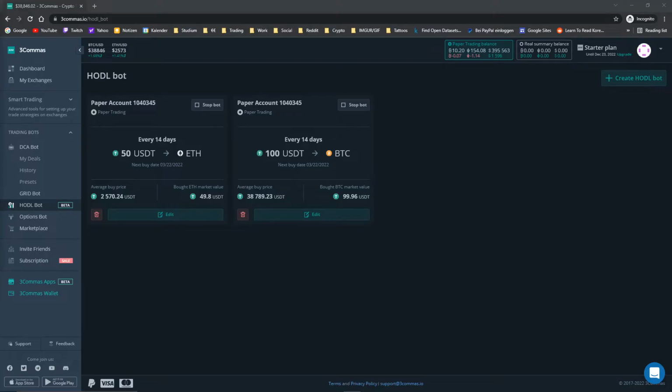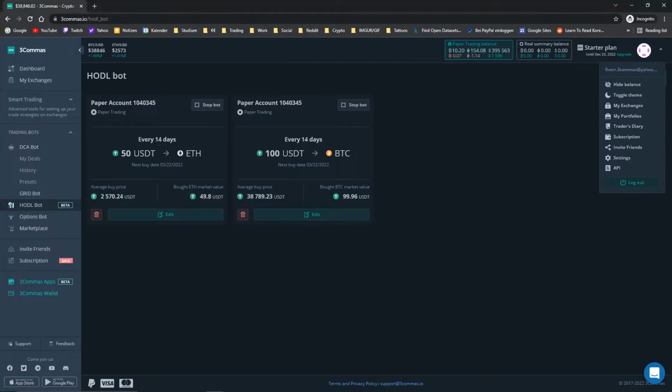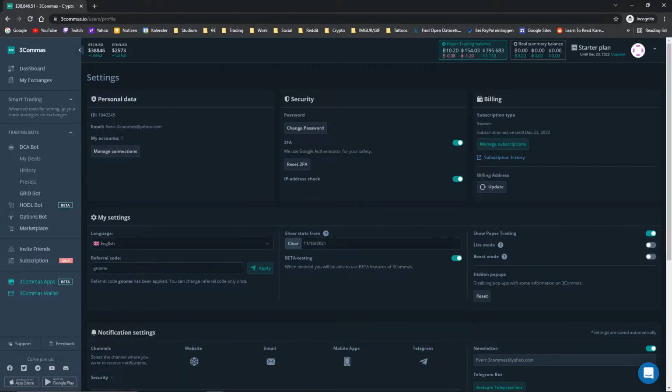Now to set up a HODL bot in 3Commas, you first need to head over to your settings and then enable beta testing, since the HODL bot is still in beta testing. After you've activated beta testing, you can see under the trading bot section the new HODL bot.